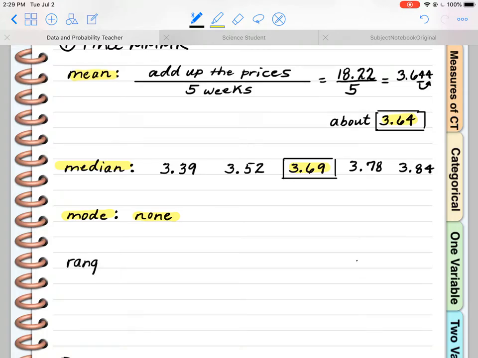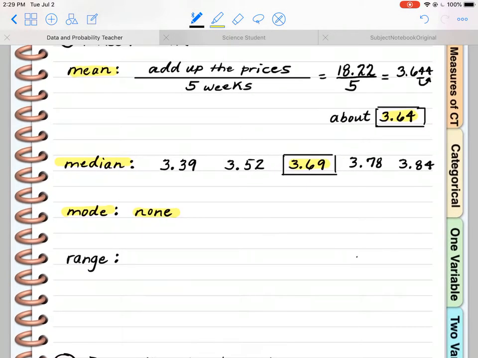And to find the range, you take the maximum price, which was $3.84, minus the minimum price, which is $3.39, and you're going to subtract those on your calculator. And there is a range of 45 cents. So over this month interval, or 5-week interval, there was a range of 45 cents. The gas prices changed within that range.